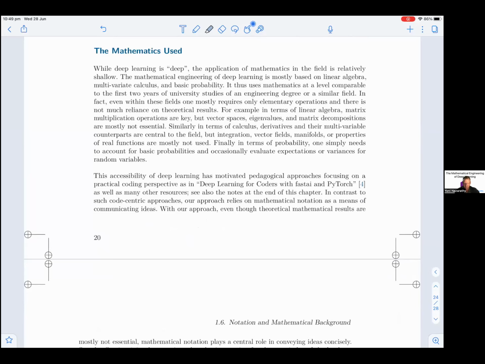or a similar field. In fact, even within these fields, one mostly requires only elementary operations, and there is not much reliance on theoretical results. For example, in terms of linear algebra, matrix multiplication operations are key, but vector spaces, eigenvalues, and matrix decompositions are mostly not essential. Similarly, in terms of calculus, derivatives and their multivariate counterparts are central to the field, but integration, vector fields, manifolds, or properties of real functions are mostly not used. Finally, in terms of probability, one simply needs to account for basic probabilities and occasionally evaluate expectations or variances for random variables.